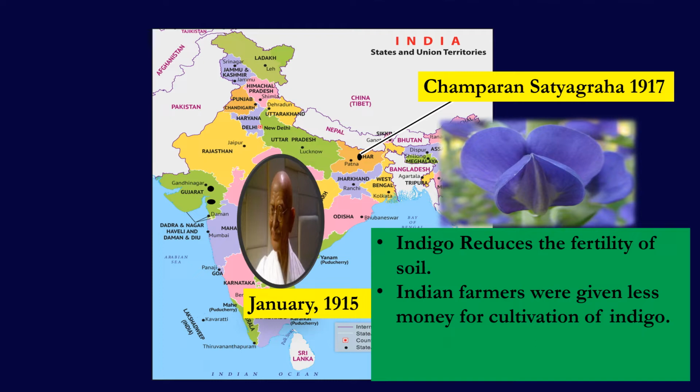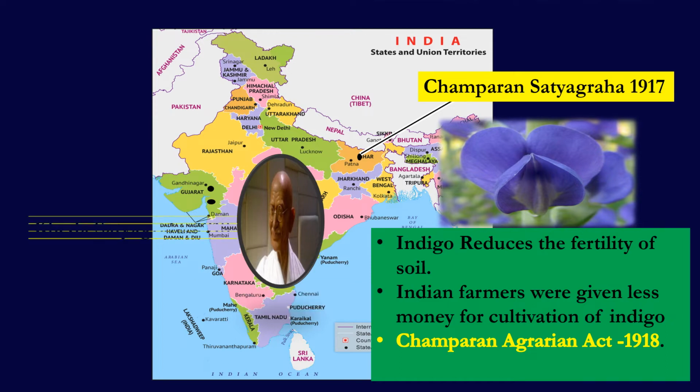Thus, Mahatma Gandhi inspired the peasants to struggle against the oppressive plantation system in Champaran. The movement was known as the Champaran movement, and it was a successful movement because, as a result of the movement, in 1918, the Champaran Agrarian Bill was passed. This bill was known as the Champaran Agrarian Act.